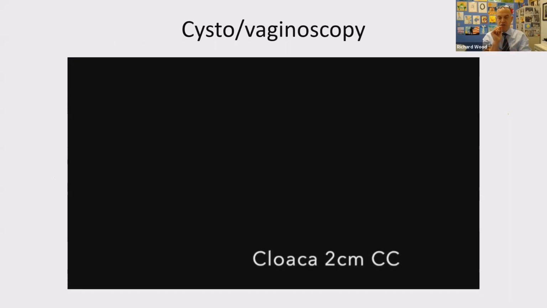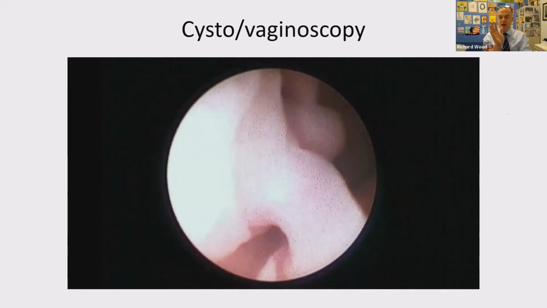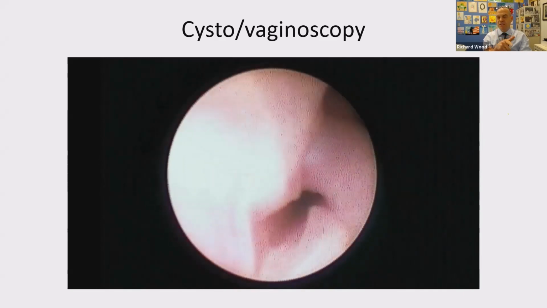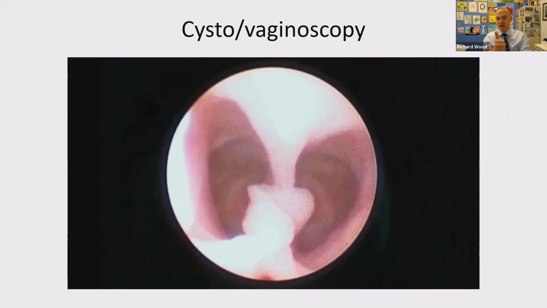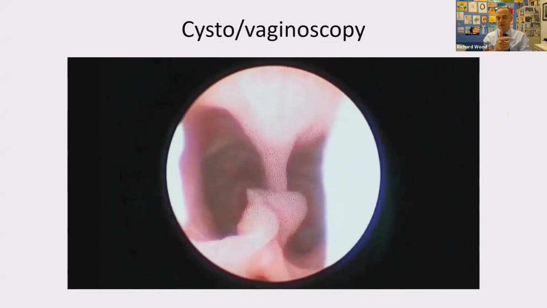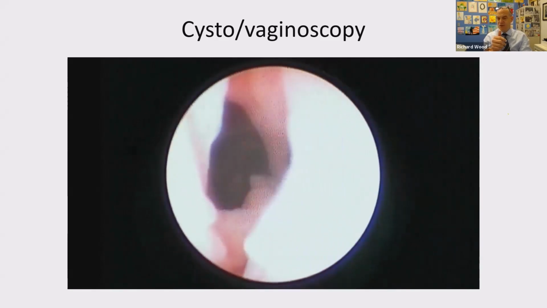So I'm just going to show this again because I think it's important. You're going to do a scope and have a look and see where all the structures are. And once you've seen where all the structures are, we're going to measure the length of the vagina, the length of the urethra, the length of the common channel, and identify where all the structures are.